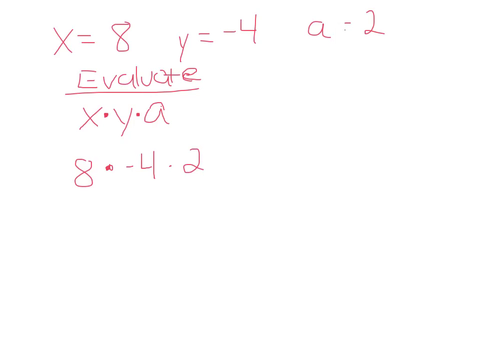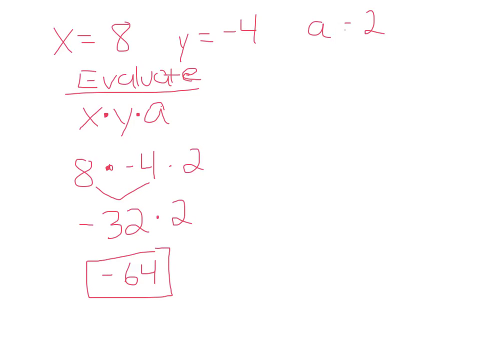So let's do 8 times -4. 8 times -4 is equal to -32. Right? And then we have to bring the 2 down. -32 times 2 is -64.